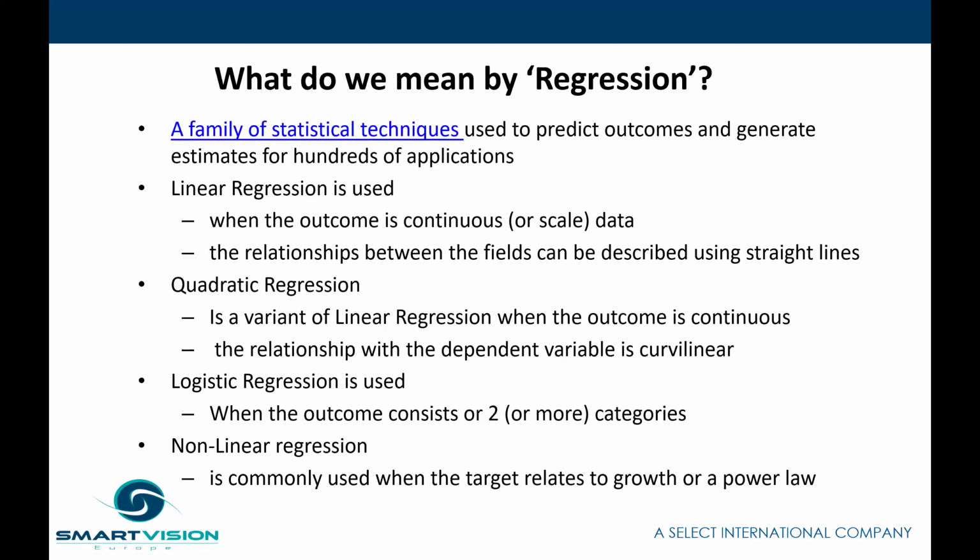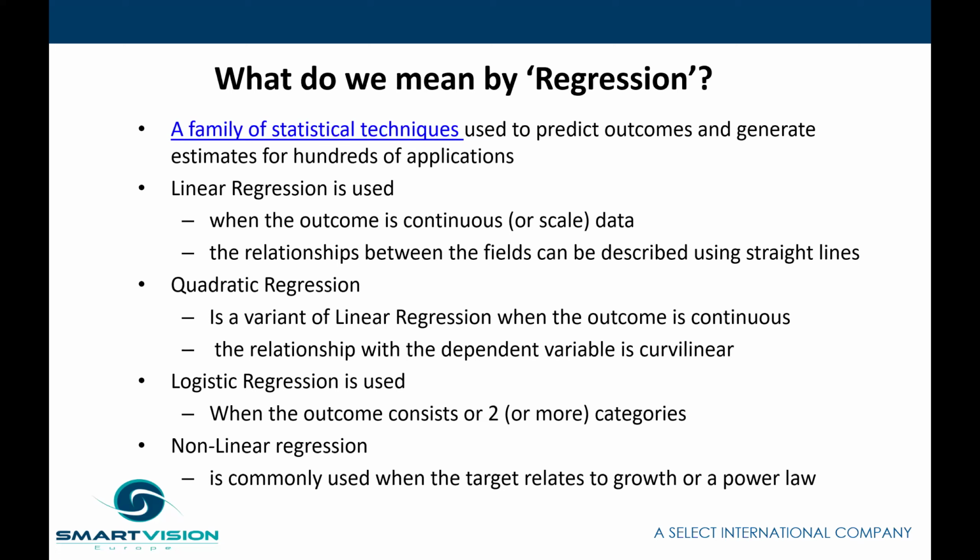So it doesn't use curvy linear relationships, it uses straight line relationships where a 1 unit increase in one field has the same effect on the other field. The 1 unit increase in one variable has the same effect on another variable all along the scale. That's what we mean by linear.